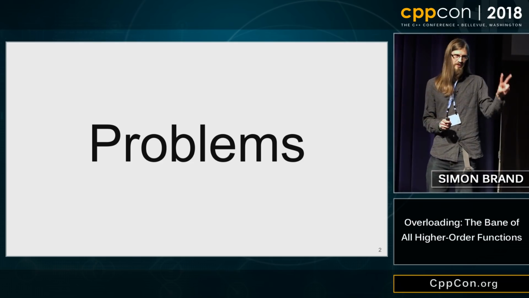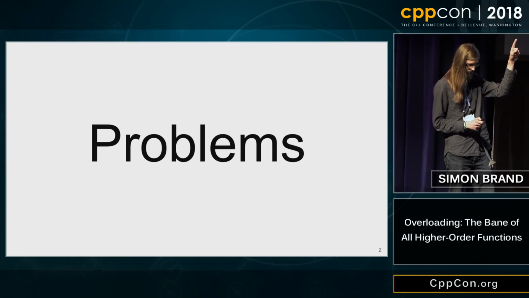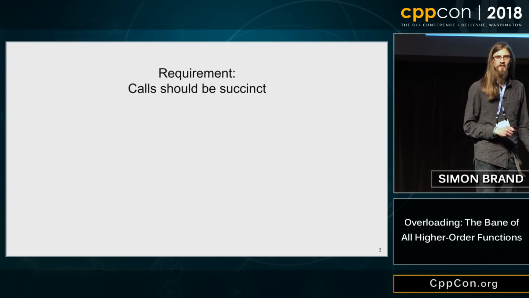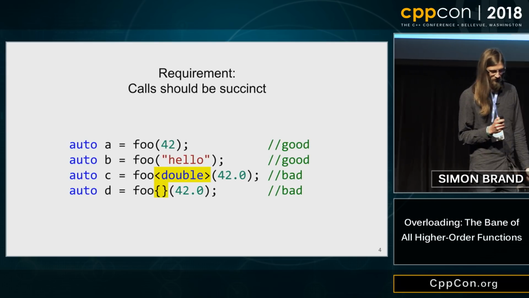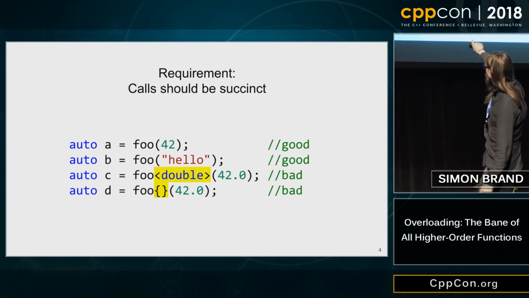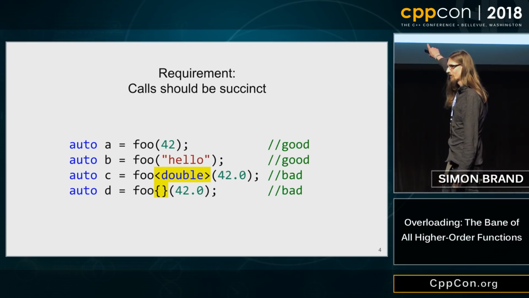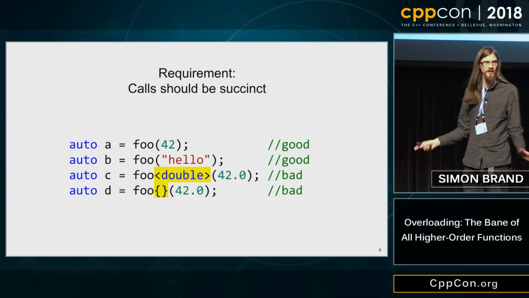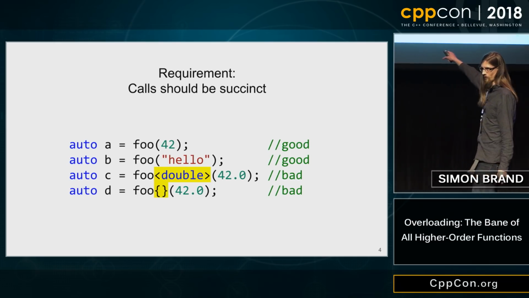So I have two pieces of criteria for this function which I'm going to write. The first one is that I want calls to this function to be succinct. Some examples. These first two are good. I pass 42. I pass a string literal. Template argument deduction kicks in, works out what the types are. It's all fine.